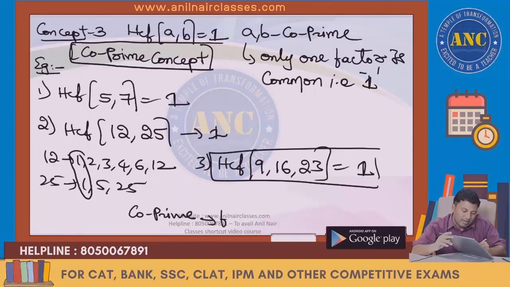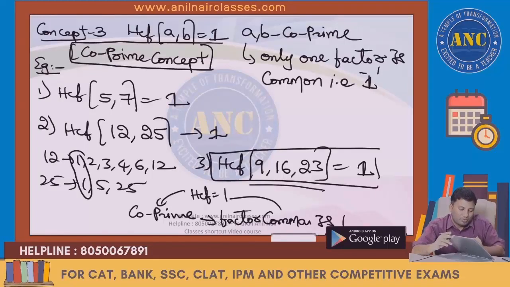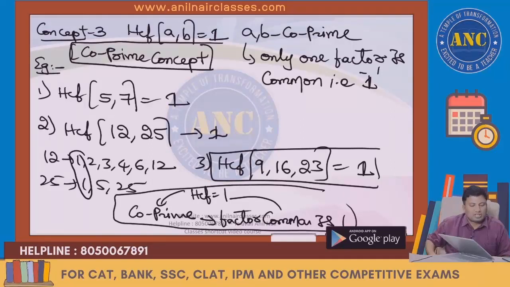Co-prime means factor common is 1. If the factor common is 1, HCF will be 1. If HCF is 1, then the numbers are co-prime to each other. If numbers are co-prime to each other, HCF is nothing but 1.